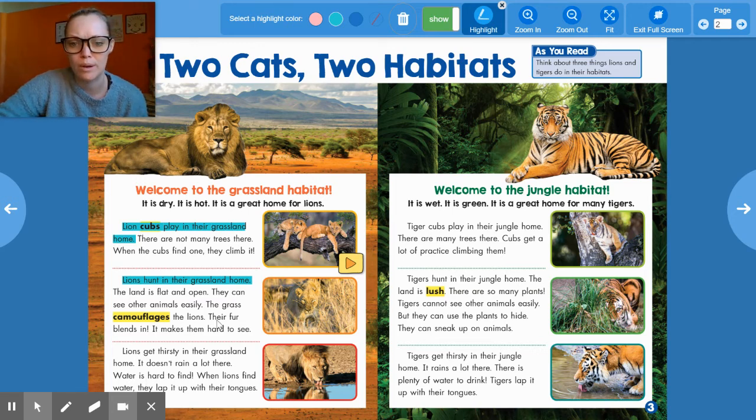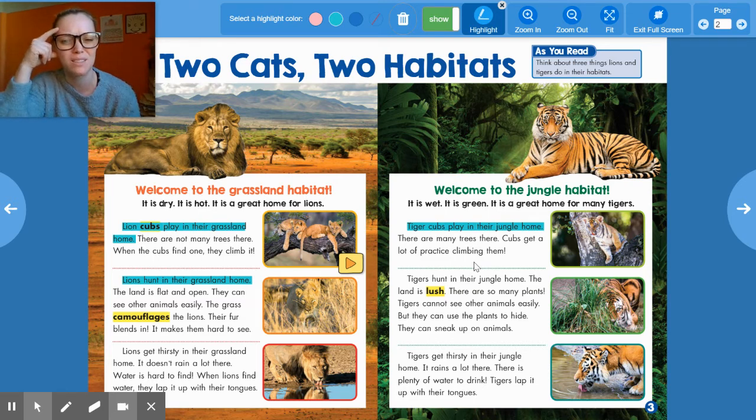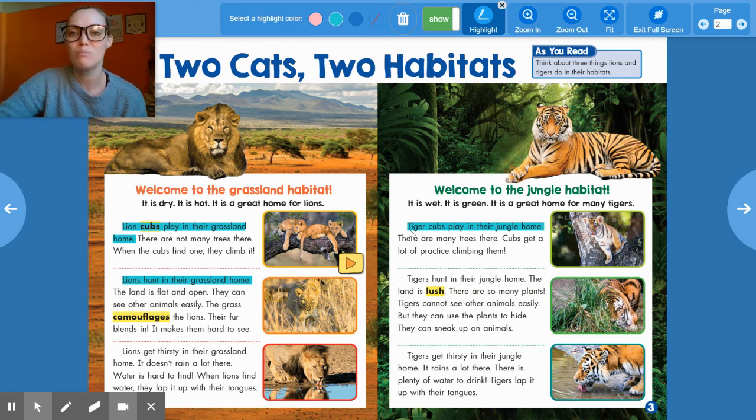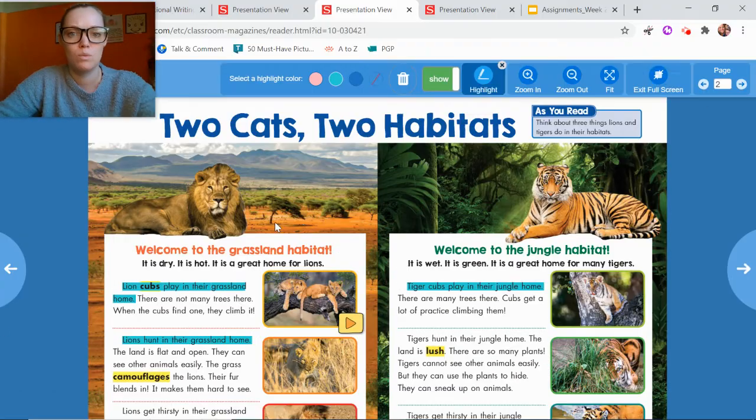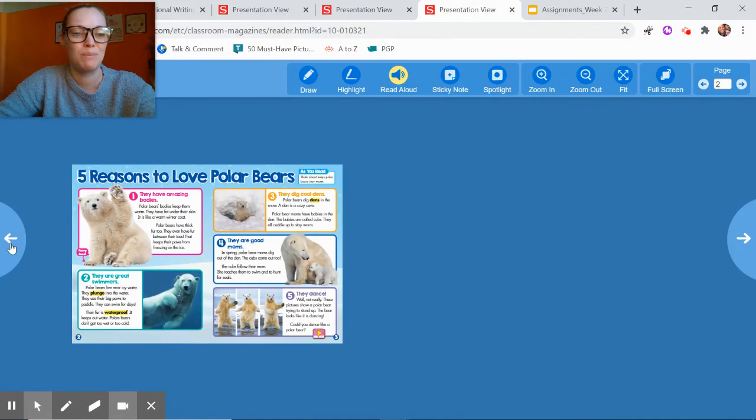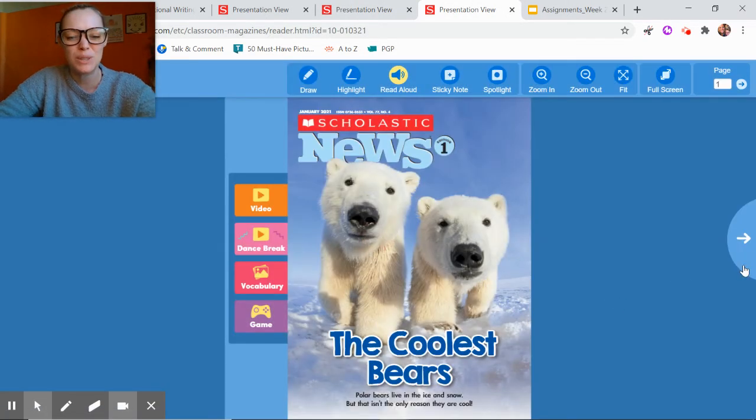Let's read one more. Tiger cubs play in their jungle home. Take a moment, think about what the topic is. Tiger cubs play in their jungle home. So this is about tiger cubs and their jungle home, kind of like the grassland home. And it tells us more about what they do in their jungle home. Let's do one more. This one is the coolest bears.